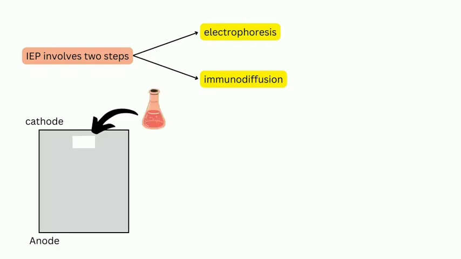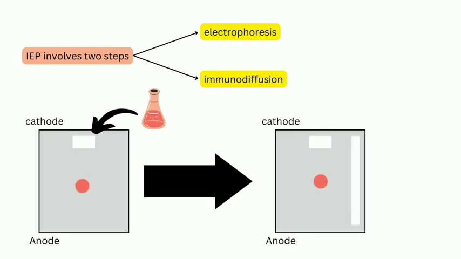The sample containing the antigen is loaded into the well cut in the gel near the cathode end of the slide and electrophoresed. Subsequently, one or two thin troughs are carefully cut in the gel parallel to the direction of electrophoresis of the sample. Antibodies are filled in these troughs, which essentially are specific to the antigen of our interest.